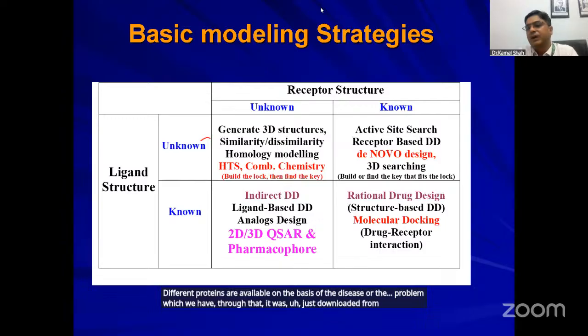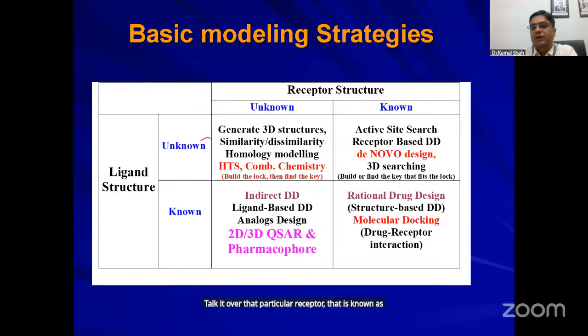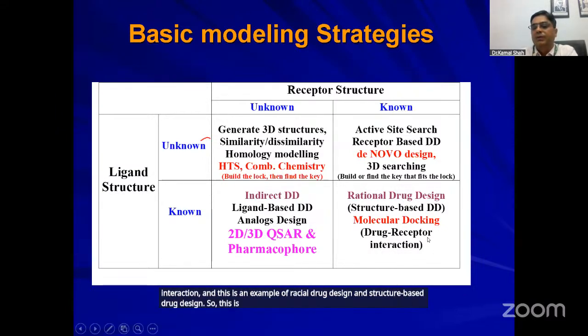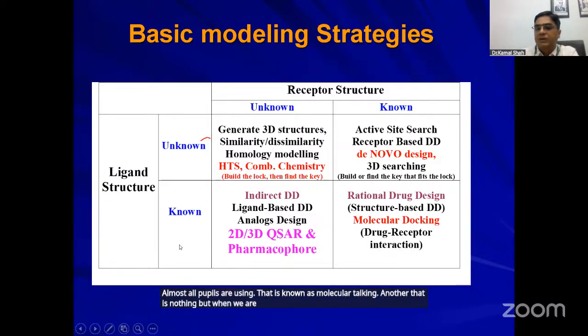From there we can get the active site, and if the structure of the ligand is known to us, we can just dock it over that particular receptor. That is known as drug receptor interaction, and this is an example of rational drug design and structure based drug design. This is the most common way of drug designing which almost all people use, that is known as molecular docking.